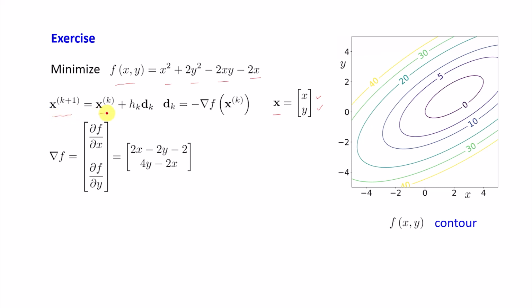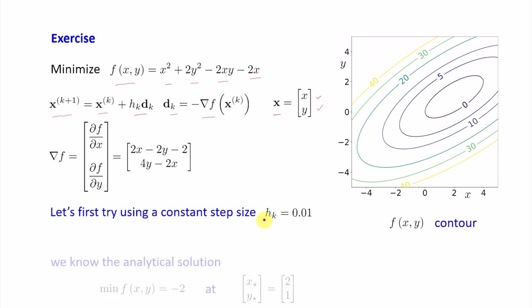x(k+1) is xk plus hk dk, and dk will be the negative of nabla f, that is the gradient of f. The gradient of f is a column vector, and the elements there are del f del x and del f del y. If we take the derivatives of this function, we get 2x minus 2y minus 2, and 4y minus 2x. So first we will start from a constant step size of hk equals 0.1.